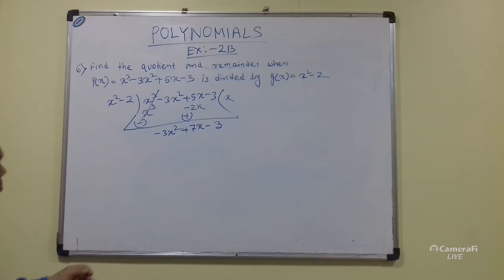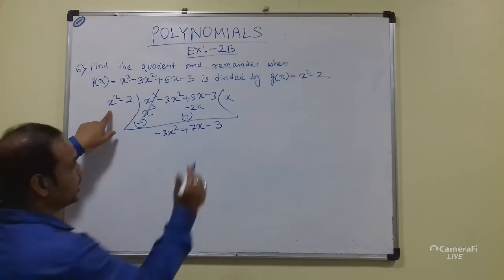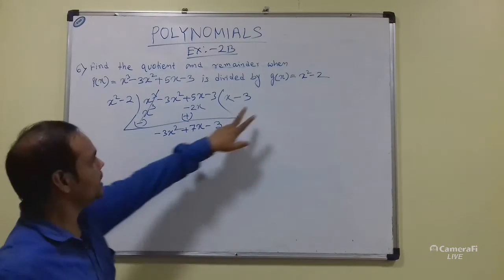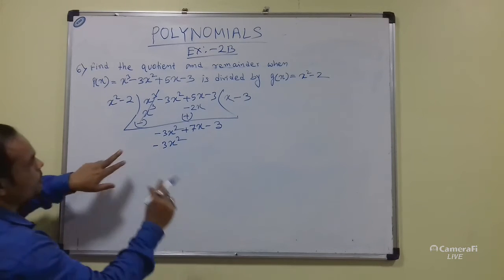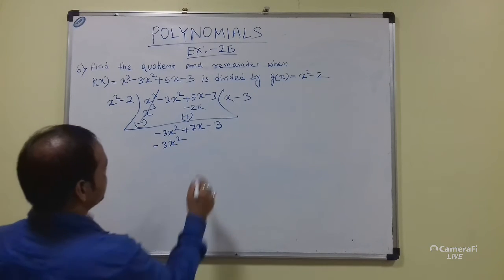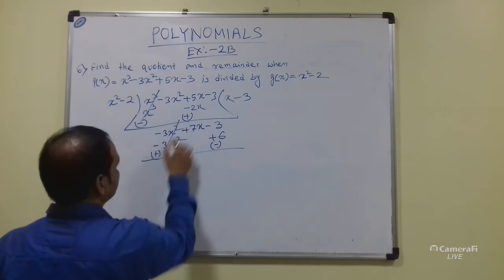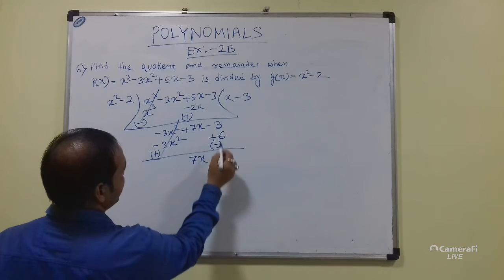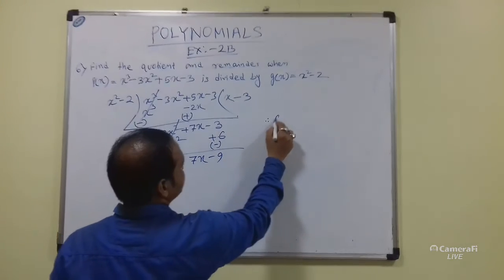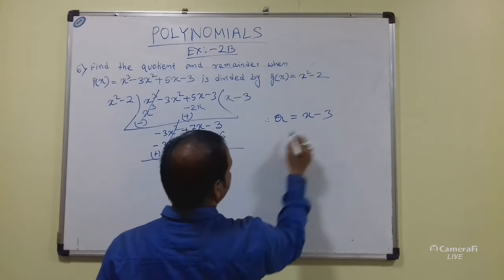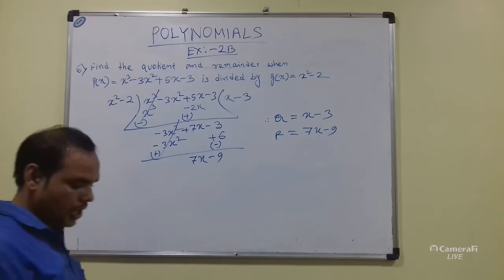Now we have to see these terms, so it is minus 3x square and it is x square. So if we take here minus 3, then minus 3 multiply x square is minus 3x square, and minus 3 multiply minus 2 is plus 6. So it is 7x, and minus 3 minus 6 is minus 9. So therefore students, the quotient is x minus 3 and remainder is 7x minus 9. I hope you understood.